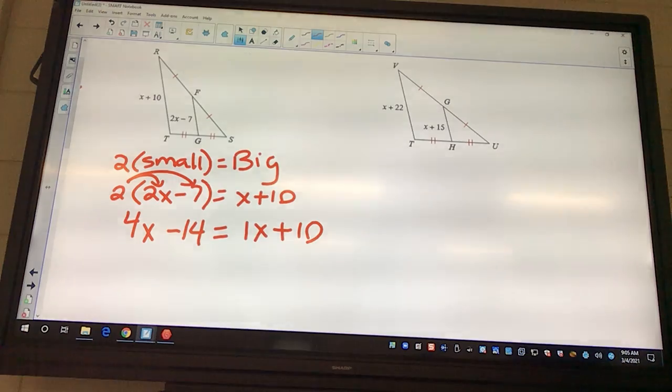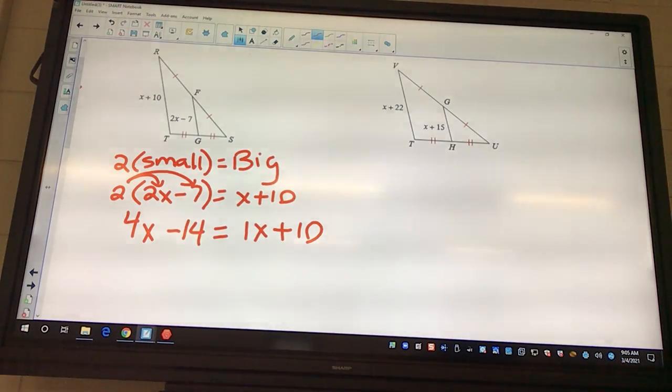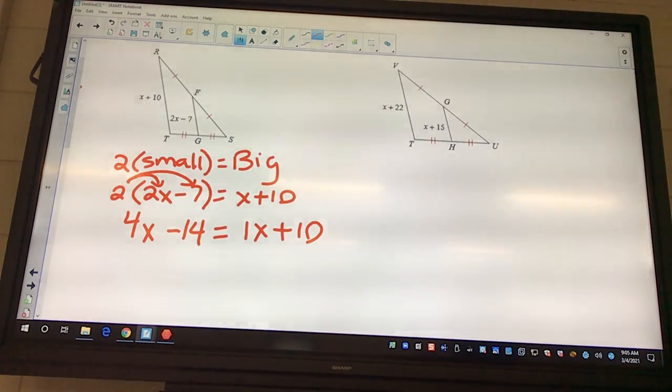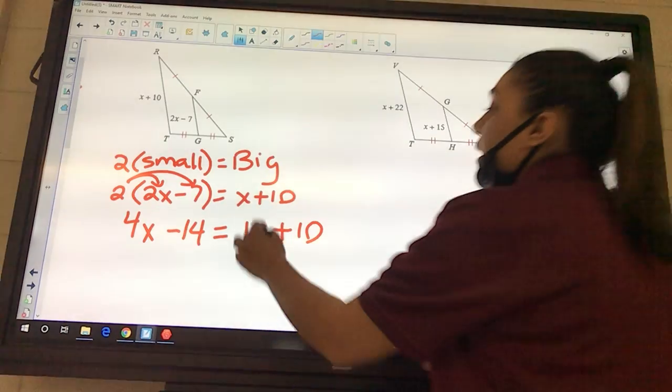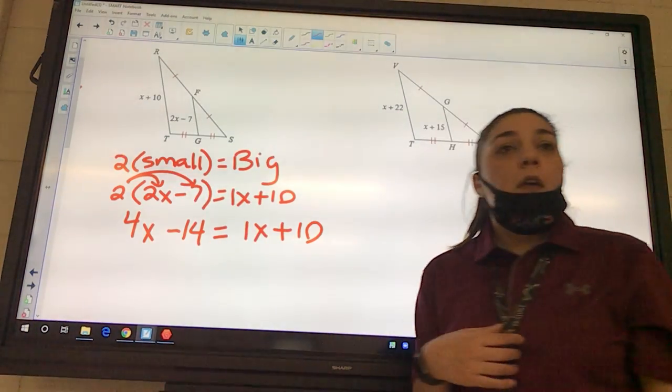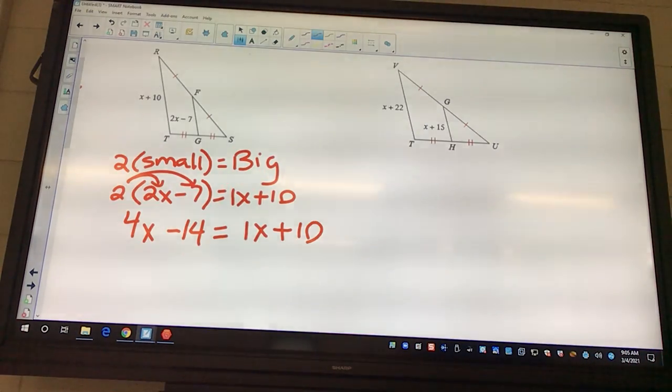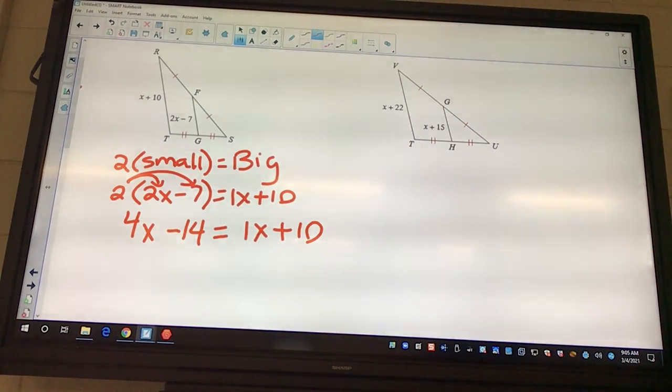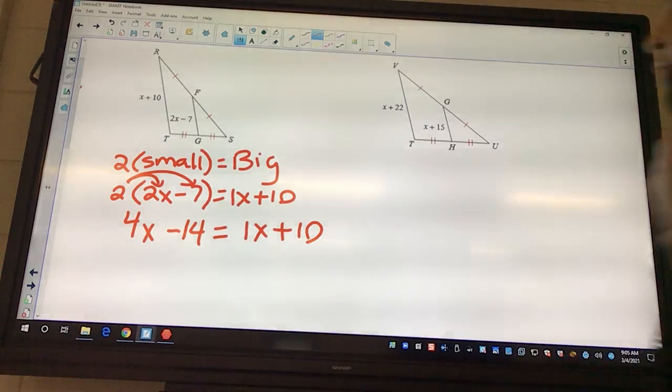What's our next step after distribution? What is the last number, right? You put a 1 right there. So right here, see how it just has x? You can put a 1 in front of every x. If there's no number, it's a 1. Okay, so letters to the left, numbers to the right.